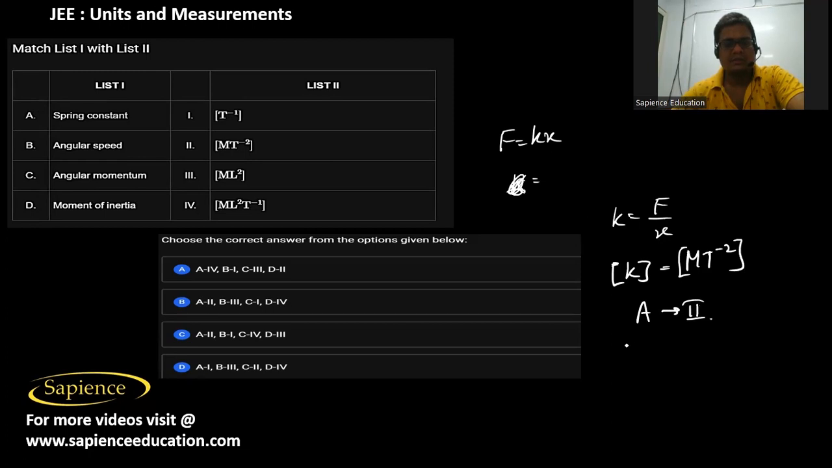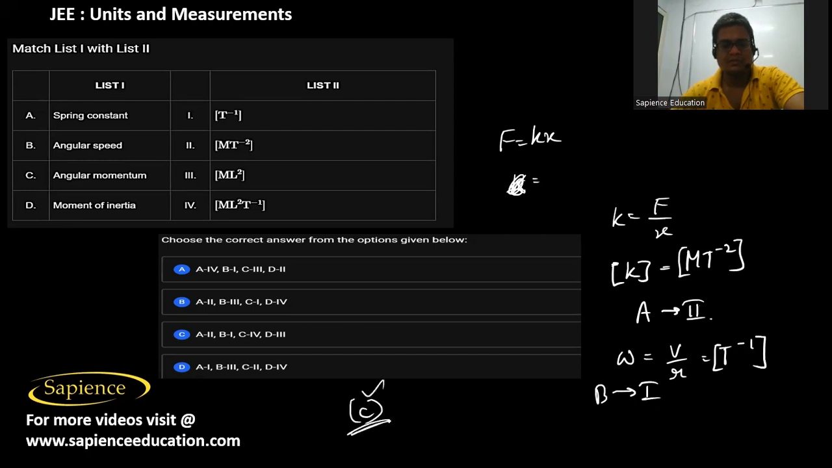Then B is angular speed. Angular speed is omega, which is equal to V by R. So velocity by length. So that is equal to T power minus 1. So B will match with 1. So it means obviously option C is the correct answer. But still we can verify C and D.